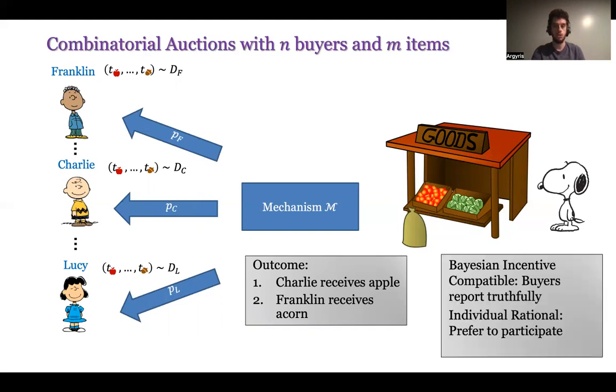Throughout this talk, we assume that all the mechanisms we consider satisfy two properties. The first property is that the mechanisms are Bayesian incentive compatible, which means that in expectation over the other buyers' bids, it is in the best interest of a buyer to report her true type to the mechanism. The second property is that mechanisms are individually rational. That is, each buyer is not better off by not participating in the mechanism.